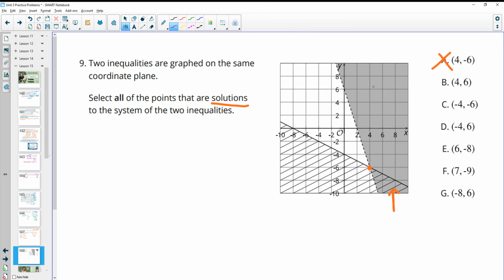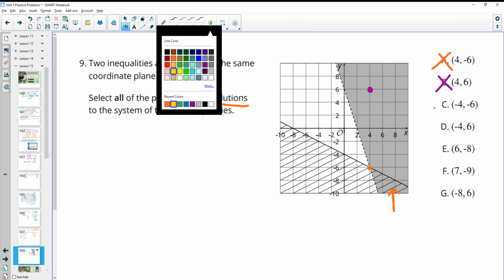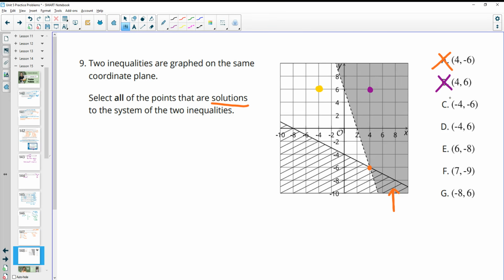B is the point 0, 6. That's certainly not a solution. It's only a solution to the gray shaded region. C is the point -4, 6. That's not a solution to either. Oh, sorry, -4, -6. My bad. -4, -6 is only a solution to this bottom one. So not a solution to the system. D is the point -4, 6. That one, not a solution to either. So definitely not a solution to both.